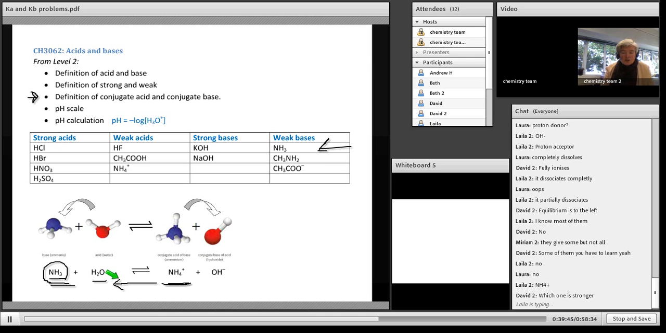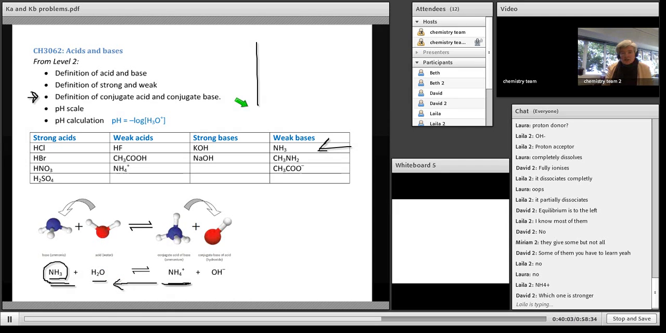Okay, David, that's a good question. Which one is stronger? You'd actually have to know the Ka and the Kb values, which I'll go on to. A strong acid will always have a weak conjugate base.